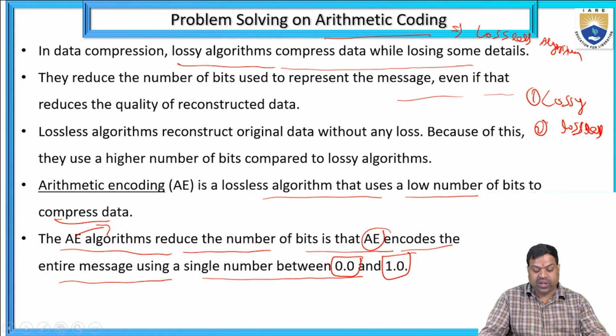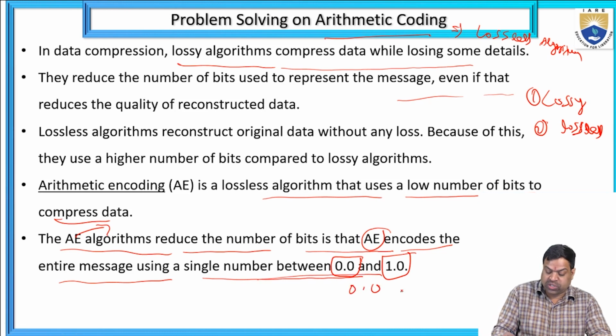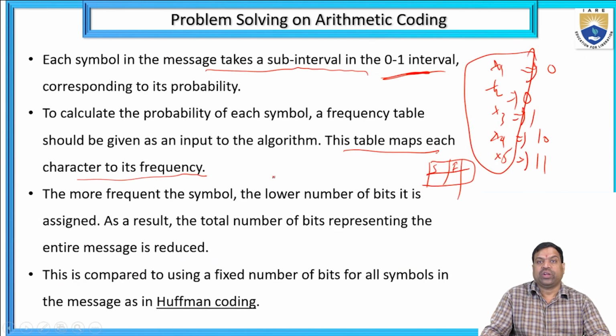Arithmetic encoding, AE, is a lossless algorithm that uses a low number of bits to compress the data. AE reduces the number of bits because it encodes the entire message using a single number from 0.0 to 1.0, low to high values. Each symbol in the message takes a sub-interval in the 0 to 1 interval corresponding to its probability. To calculate the probability of each symbol, a frequency table should be given as input to the algorithm. This table maps each character to its frequency.